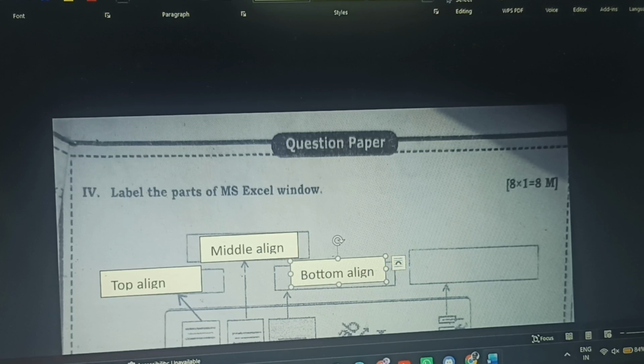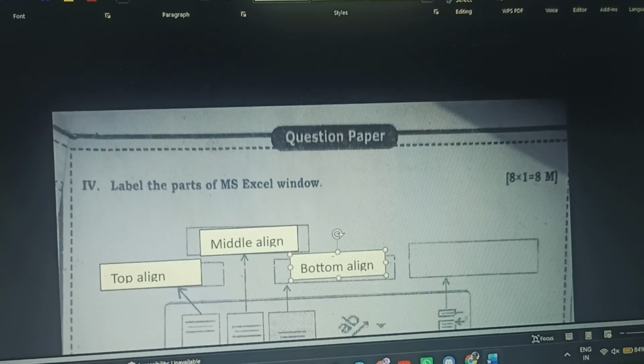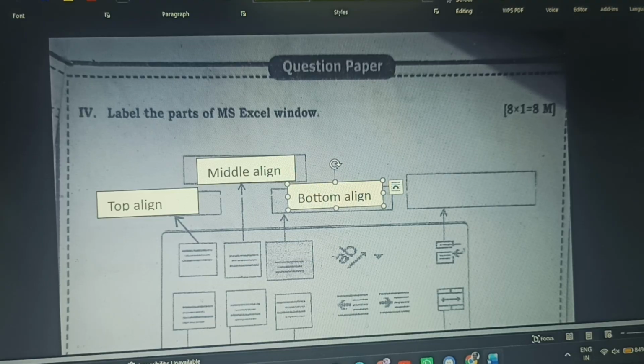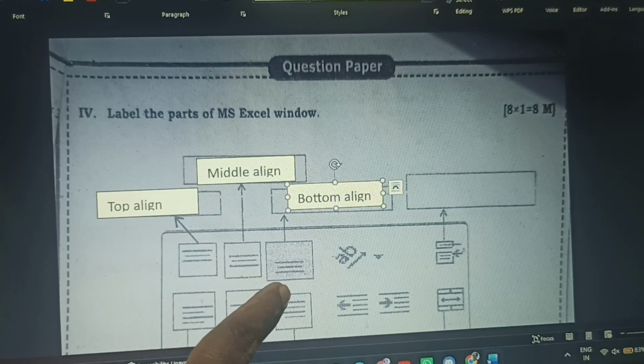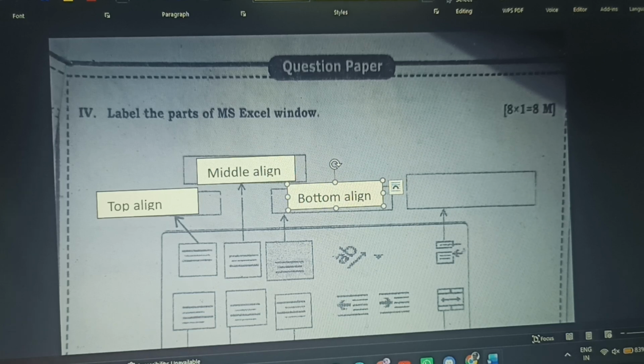These are the 3 boxes on the left side, top side. That's why we write here top align, middle align, bottom align. On the right side, you can understand the picture symbols also. Why can you write this? In the left side symbol, the text is completely at the top, yes or no? This one is completely in the middle, and this one is completely at the bottom. So observe the pictures also.